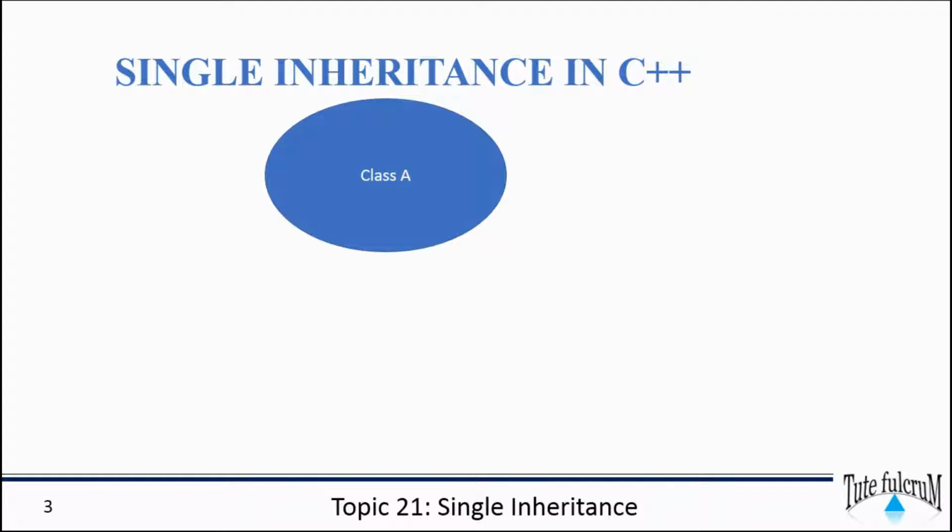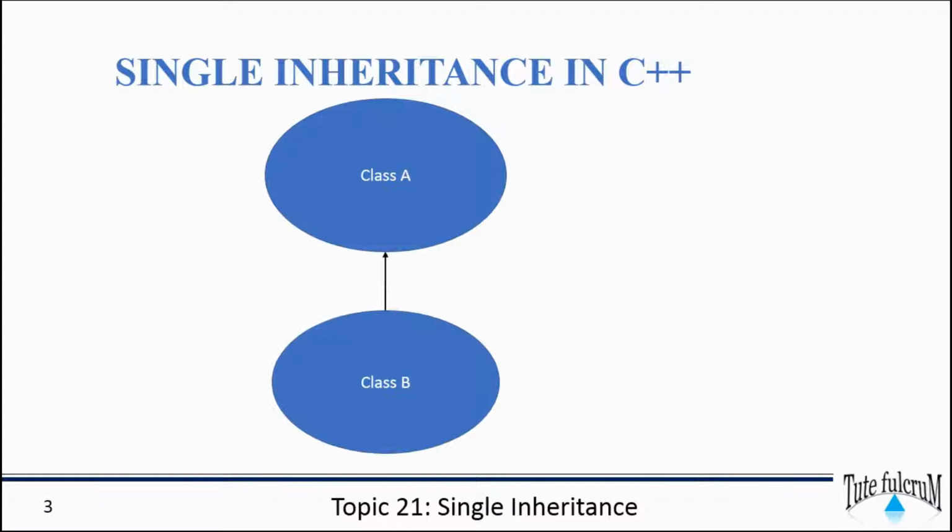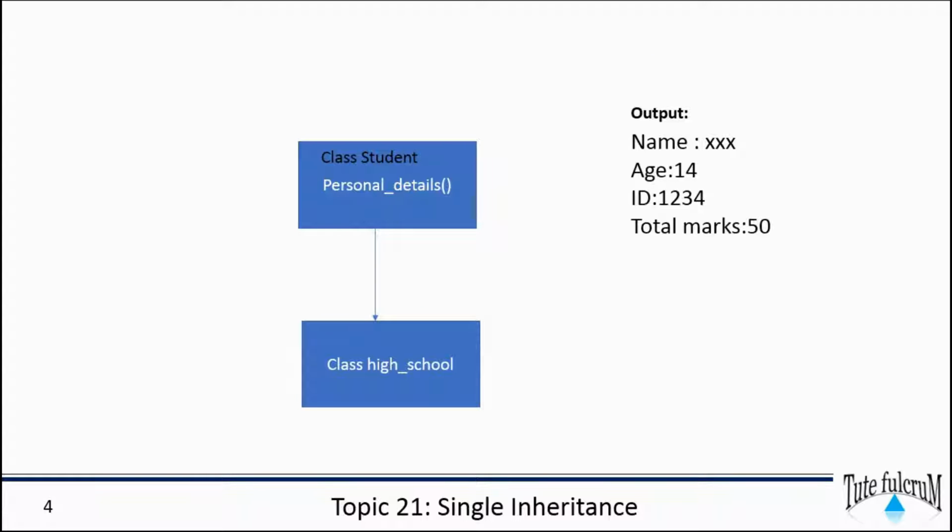In single inheritance, a class is allowed to inherit from only one class. That is, there will be only one base class and one derived class. The base class can give only one child class. Let's take an example to understand this.